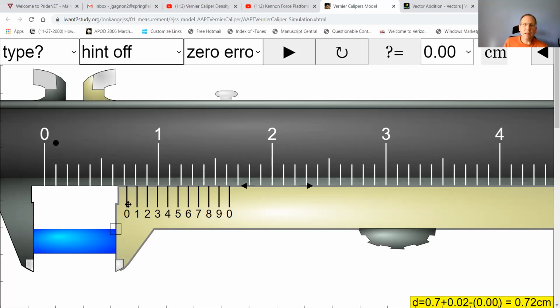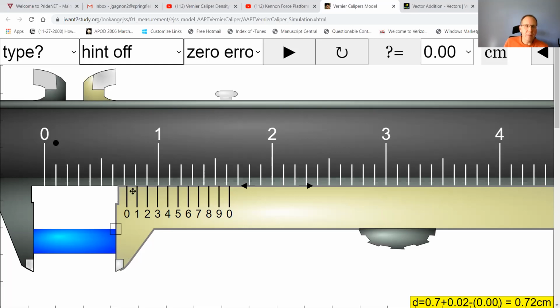And then you have this vernier scale, which goes from 0 to 10, really 0 through 9. So that's the vernier scale, right? And it's on the slider itself. Now, when you're reading the length of this object that's between the jaws, what you're doing is reading where the 0 on the vernier scale is. This is also called the index, the 0 here, where it's located on the main scale, right? That's the whole goal. You're reading its location on the main scale.